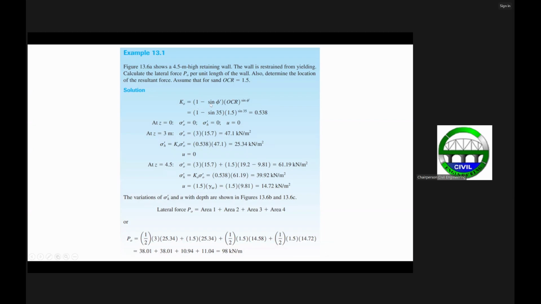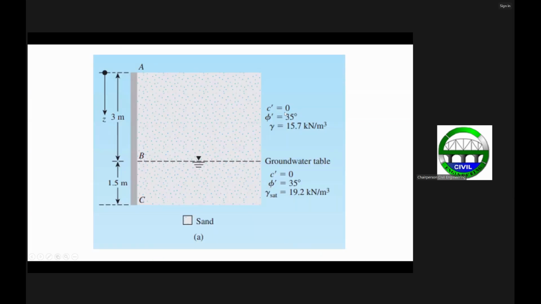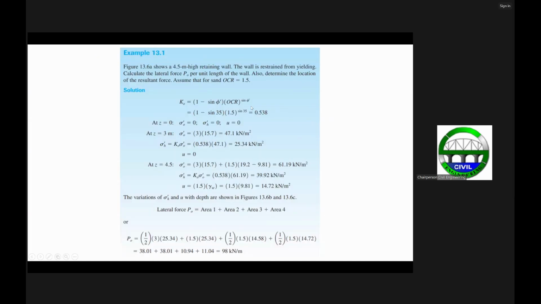With that, we can use the formula for the at-rest earth pressure coefficient K sub O, I think this is according to Callaway and Main. We are given the friction angle equal to 35 degrees, multiplied by the OCR value equal to 1.5. Just substituting values, we have the at-rest earth pressure coefficient equal to 0.538.